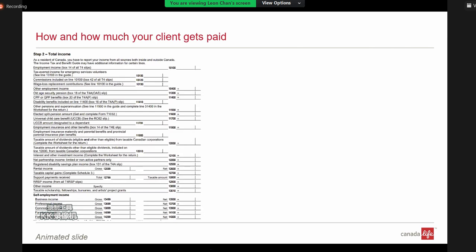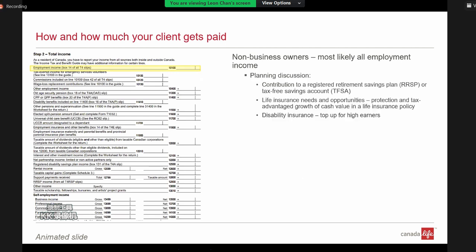So how much you and your client get paid, right? A lot of times it's really looking at this general total income slide right here and understanding non-business owners, most likely, all employment income, right? Most of the time you'll see them appear in this box here, box 10100.